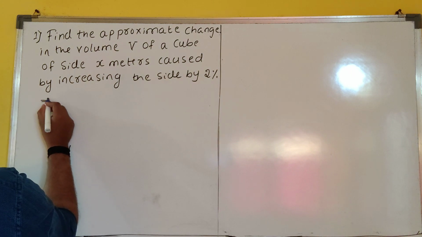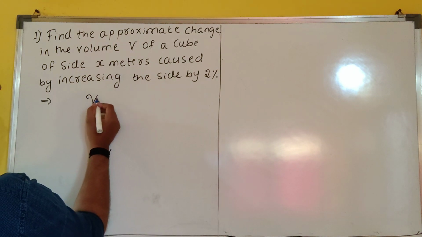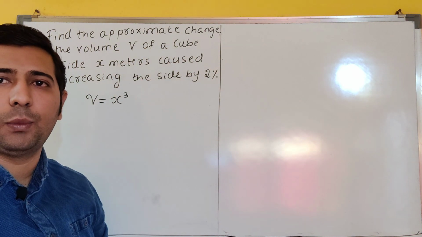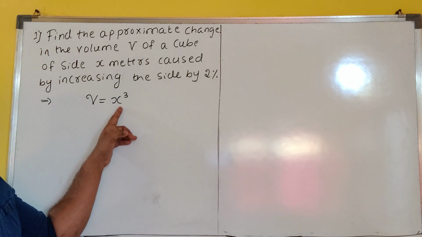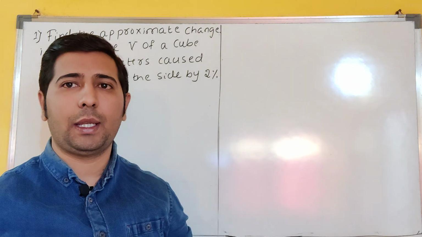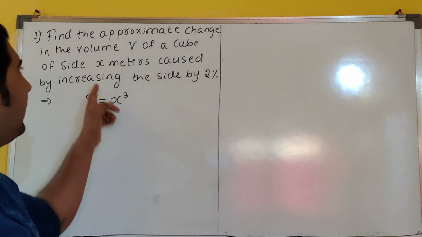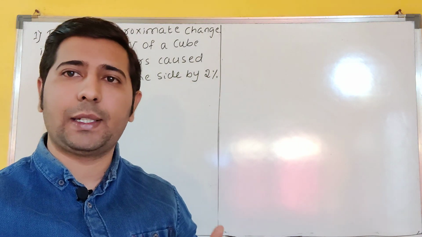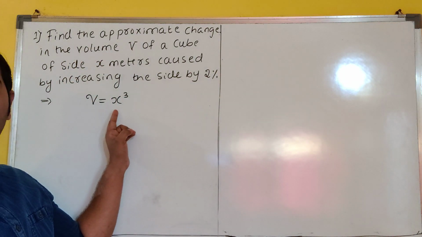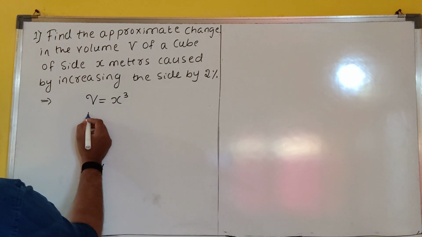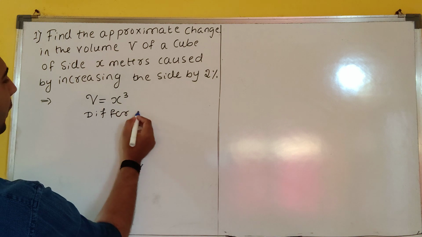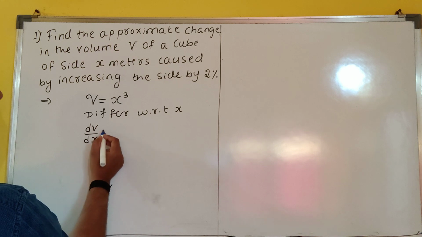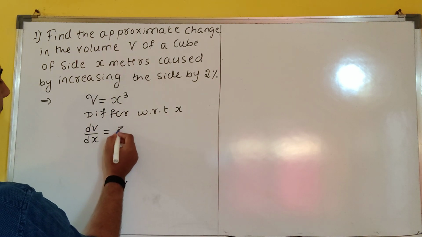Volume of a cube, just now we have discussed, that is V is equal to how much? X cube. He has already mentioned V is nothing but the volume of a cube. Why x cube? Because the side is taken as x meters. Each side is taken as x meters. That's why V is equal to x cube we got. So now differentiate this with respect to x. So dV by dx is equal to how much? The derivative of x cube is 3x square.